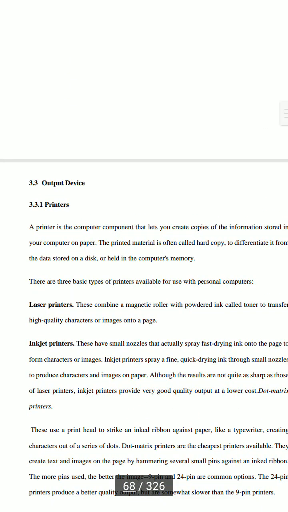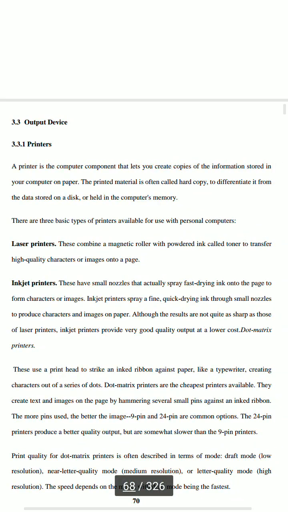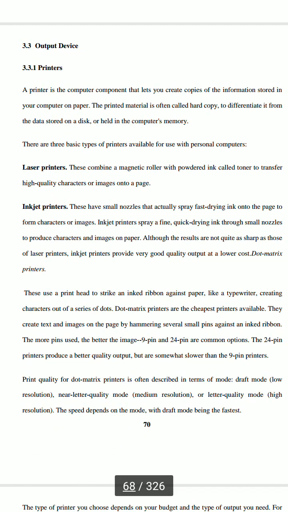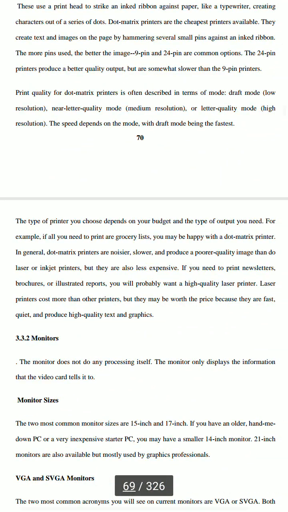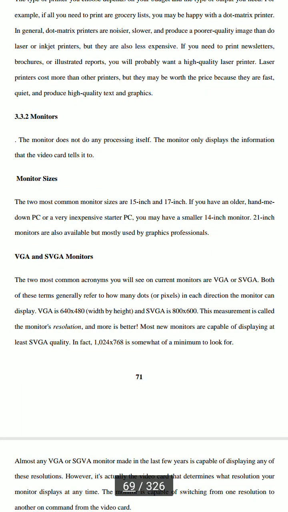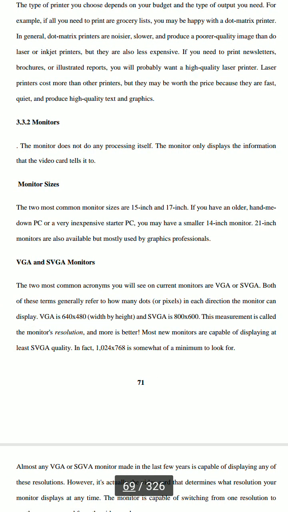Let us now look at output devices. Output devices are those devices that are found outside the computer. We have printer, and the printer is a computer component that lets you create copies of the information stored in your computer on paper. We have different types of printer. We have laser printer, inkjet printer. We also have monitor as a part of an output unit.